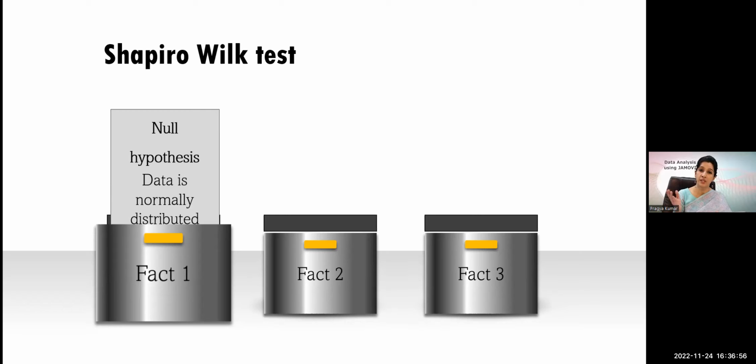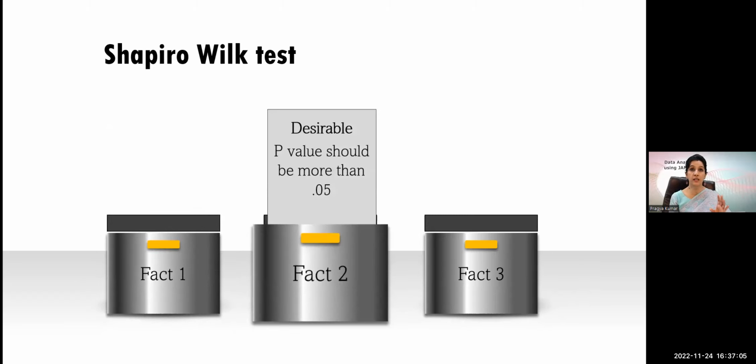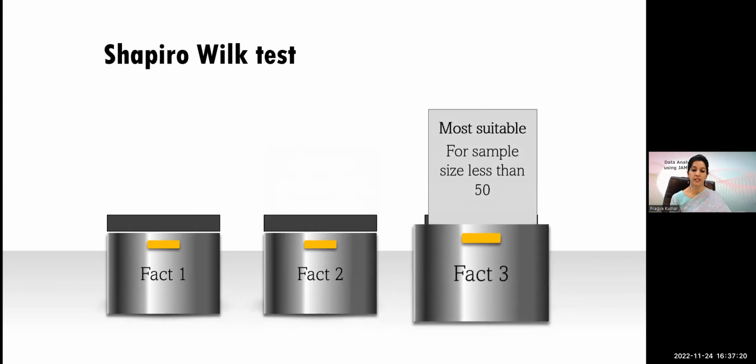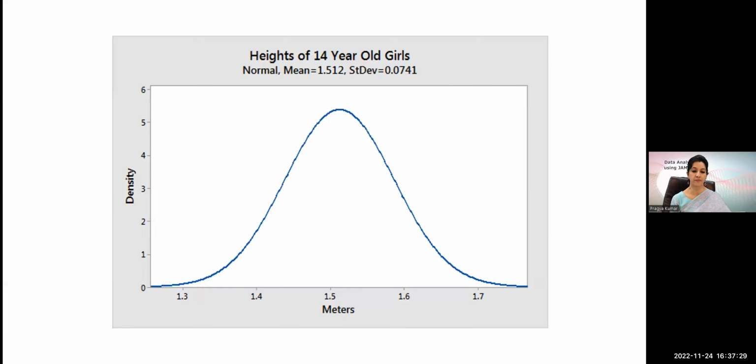So our data will be normally distributed if the p-value for the Shapiro-Wilk test is more than 0.05. Please remember this: if the p-value of the Shapiro-Wilk test is more than 0.05, then the data is normally distributed. The next point: it is suitable for sample size less than 50. That we have discussed. Objective ways are suitable for sample size less than 50.